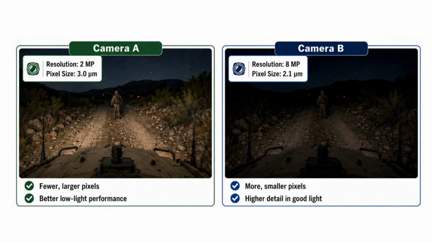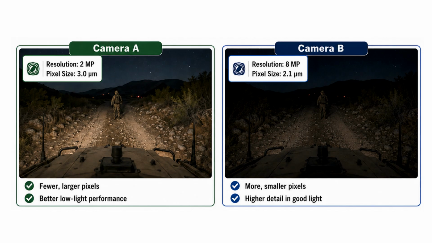This image compares two cameras using the same general sensor area. Camera A has fewer but larger 3 micrometer pixels, so each pixel can collect more light. This produces a brighter, cleaner image in low light conditions. Camera B has many more, smaller 2.1 micrometer pixels.